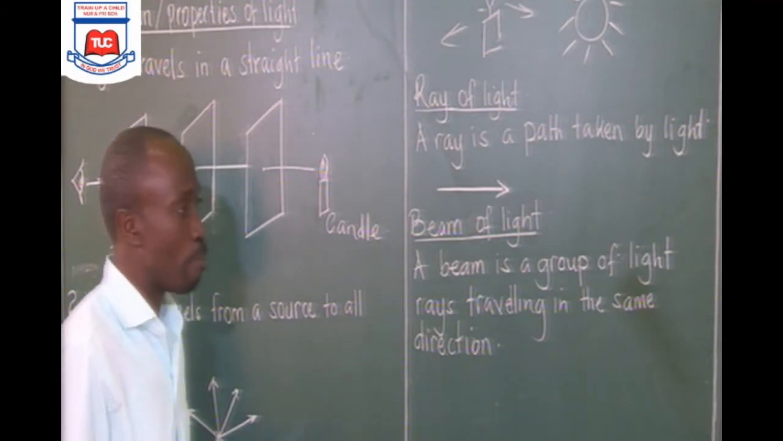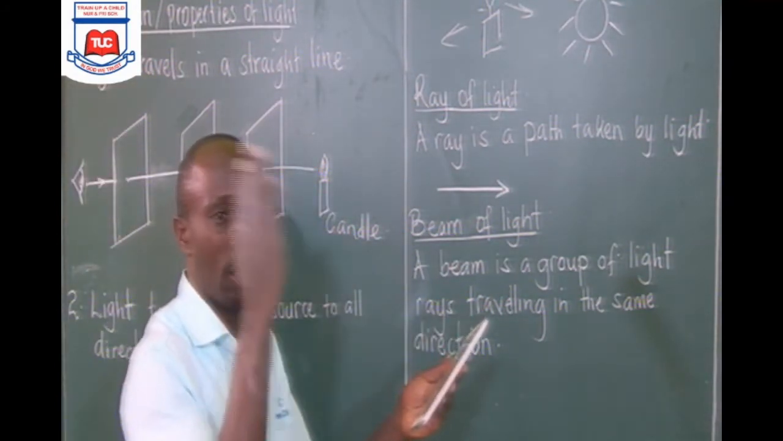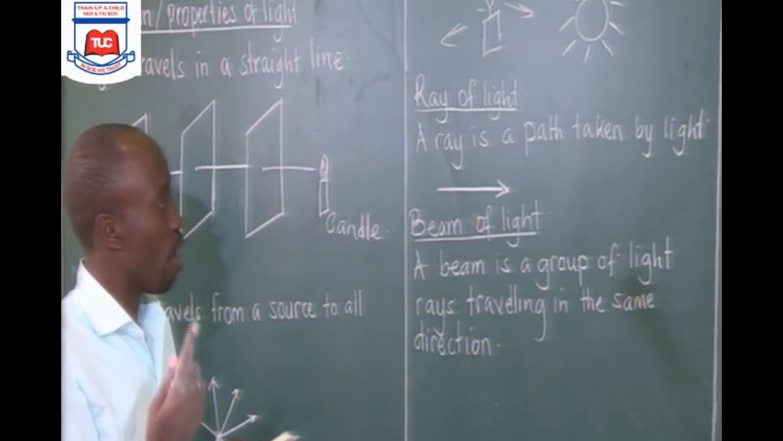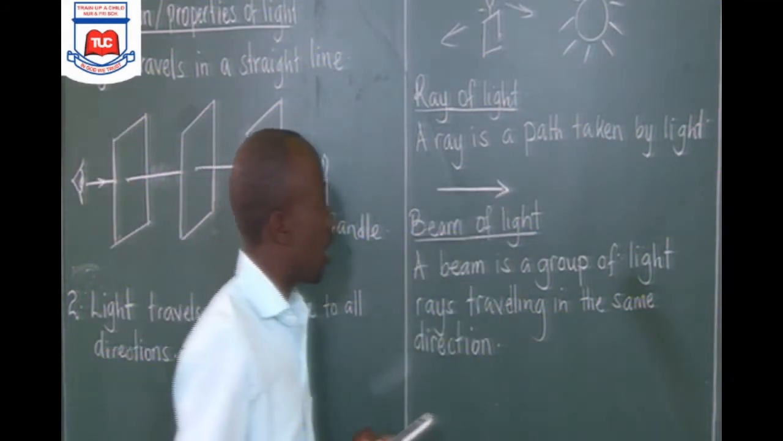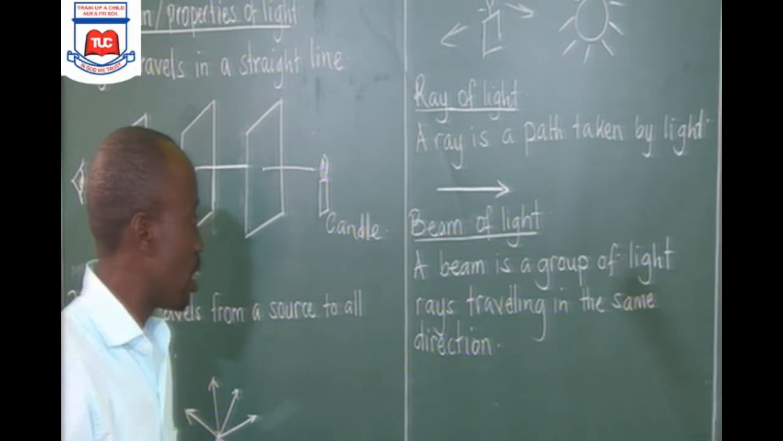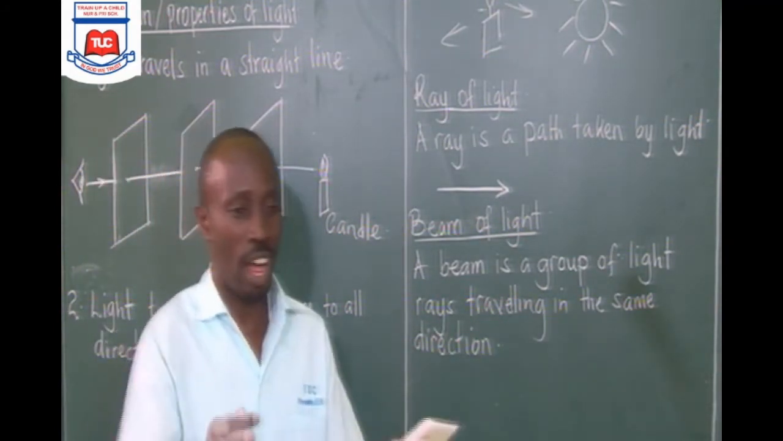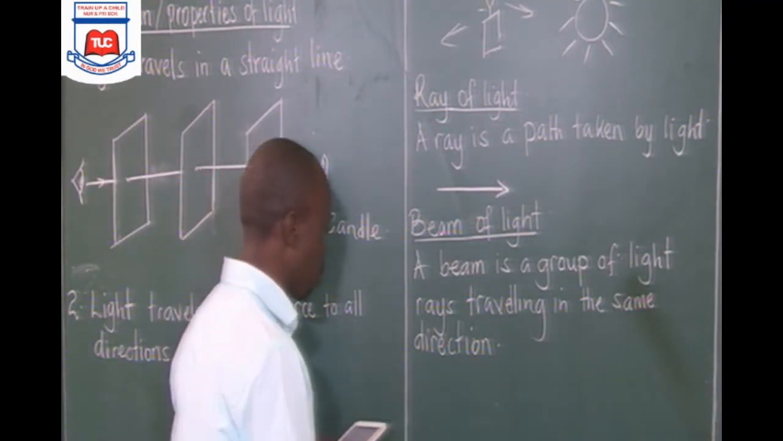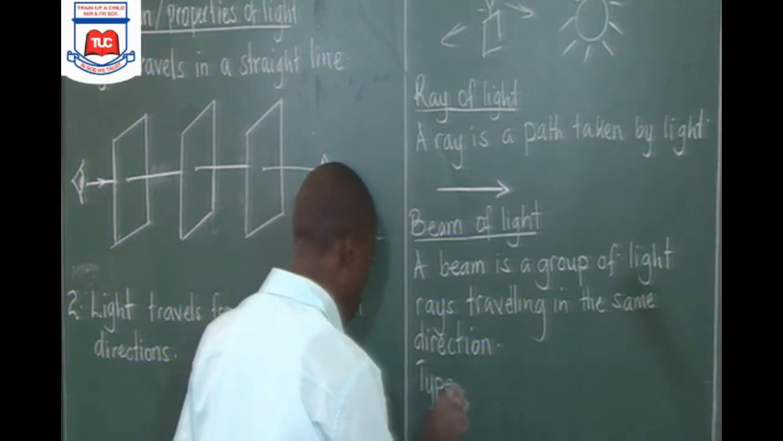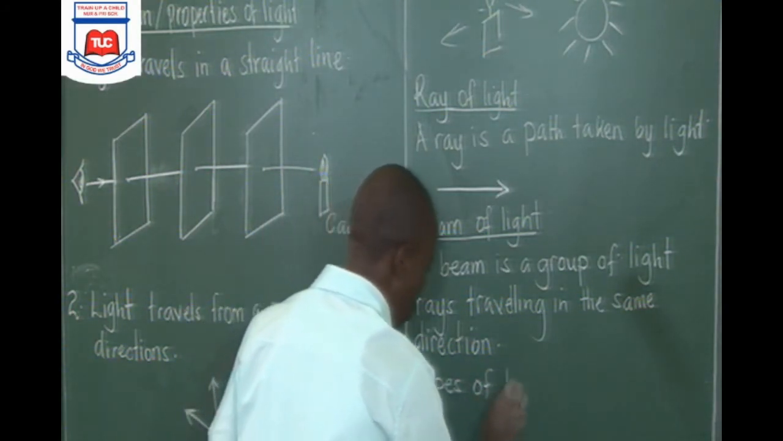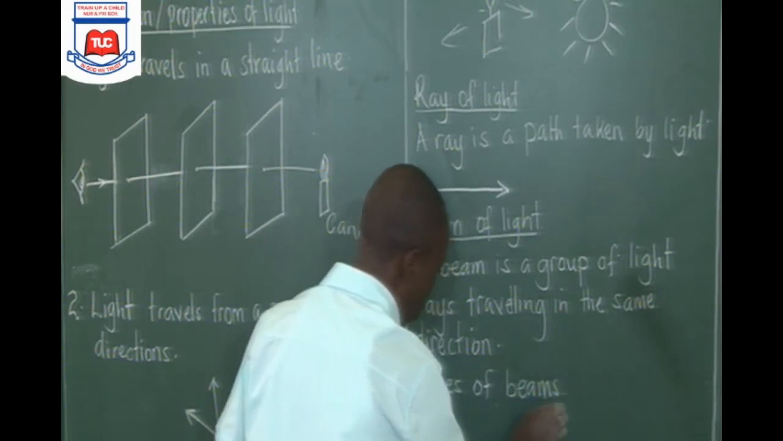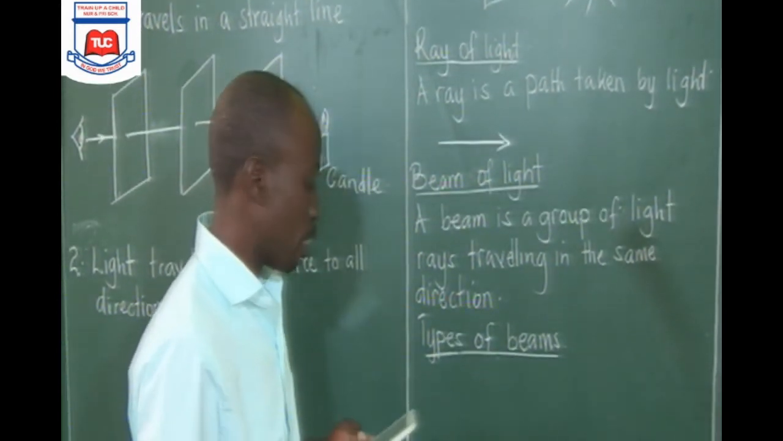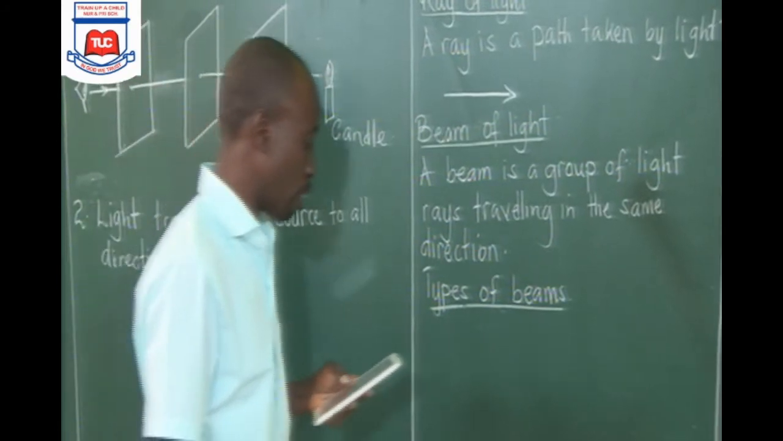A group of light rays traveling in the same direction, okay? So that one is what we call a beam. Have a group of rays facing in the same direction, traveling in the same direction. We call that a beam. One ray, I've told you, that is a path taken by light. Now here we have different paths, and those ones form what we call a group of light rays, which is termed as a beam. Let's look at the types of beams. Types of beams. Yes, there are three major types of beams. And we shall be able to illustrate them here.